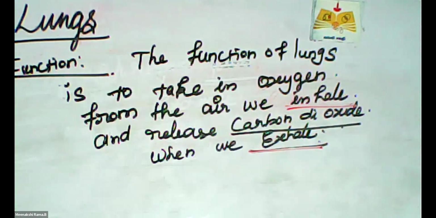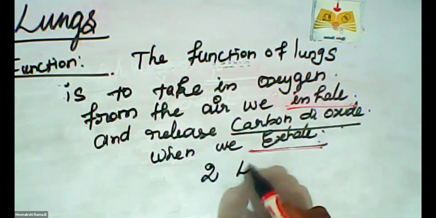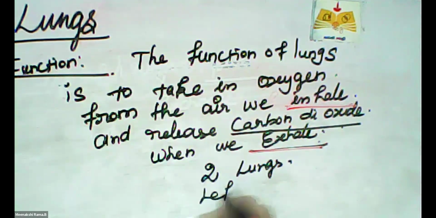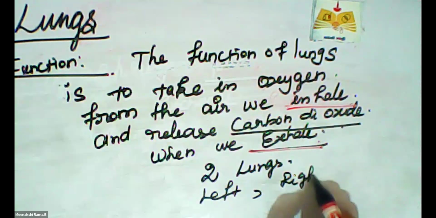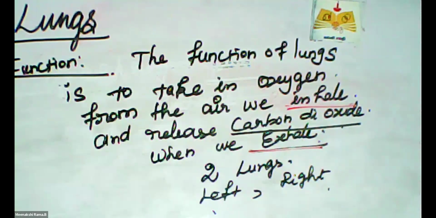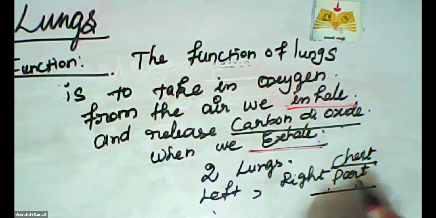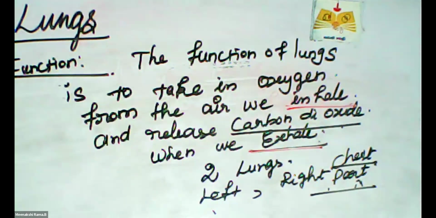How many lungs are present in our body? There are 2 lungs. Humans have 2 lungs, one left and one right. They are present in our chest only. The right lung has 3 lobes, while the left has only 2 lobes.